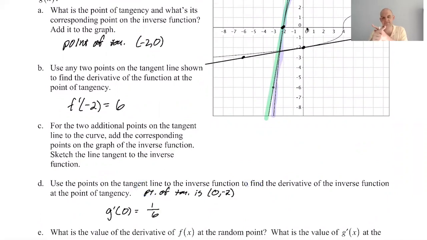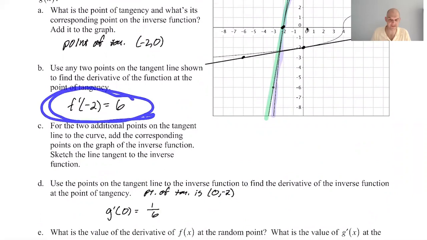You switch x and y. The slope at -2 on the original function was 6, but that's the slope at -2 on the original function, right? Slope at -2 on the original function is 6. The corresponding point is 0, -2. So the slope at 0 on the inverse is the reciprocal.